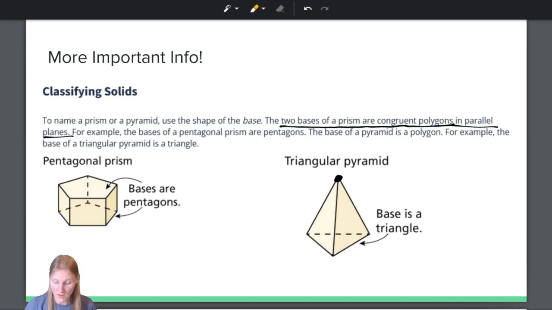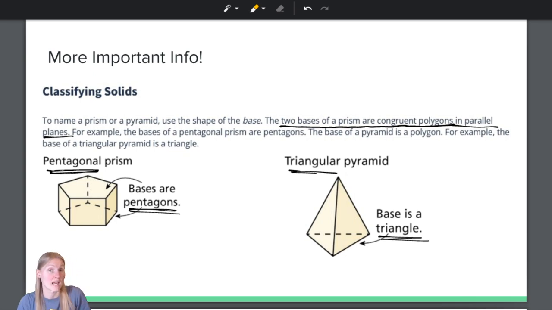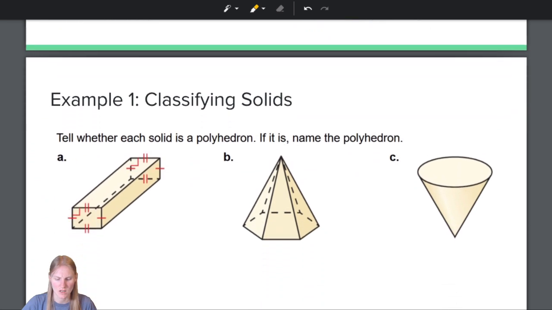We're going to practice this on the next slide, but I want to let you know that we name shapes, both prisms and pyramids, with their bases. So for example, on the left, the bases are pentagons, so we call it a pentagonal prism. Doesn't matter which way you say it. On the right, the base is a triangle, so we call this a triangular pyramid. All right, let's have some more practice with naming shapes.